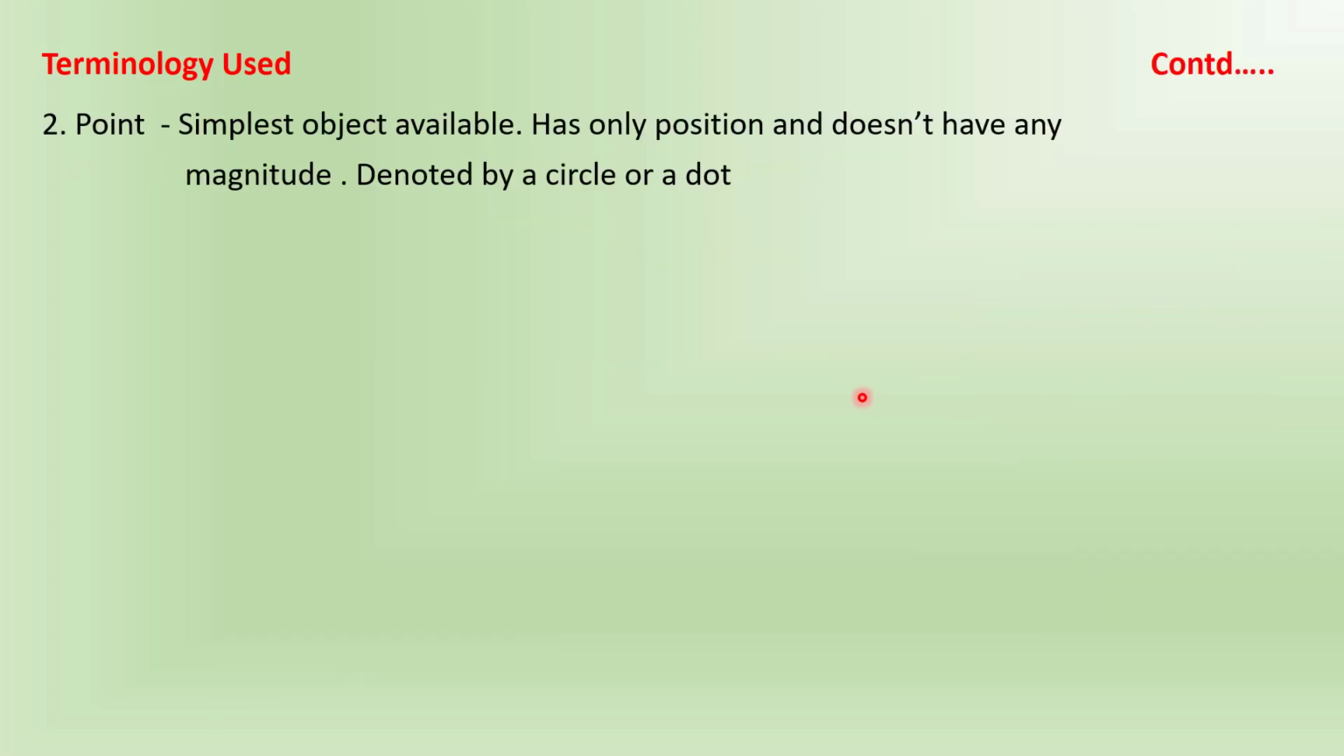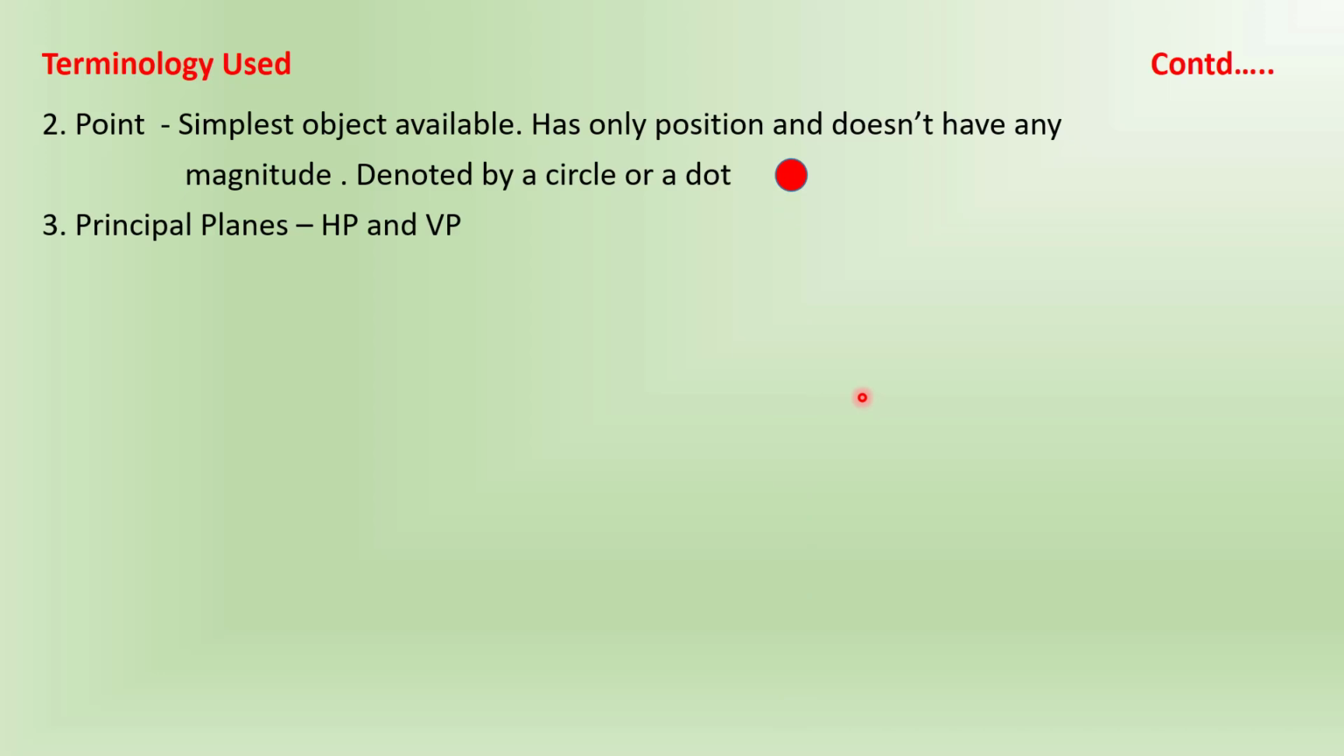Now let's see what is meant by a point. It is one of the simplest objects available, and the point can be defined as that which has only position and doesn't have any magnitude. So usually it is denoted by a circle or a dot.